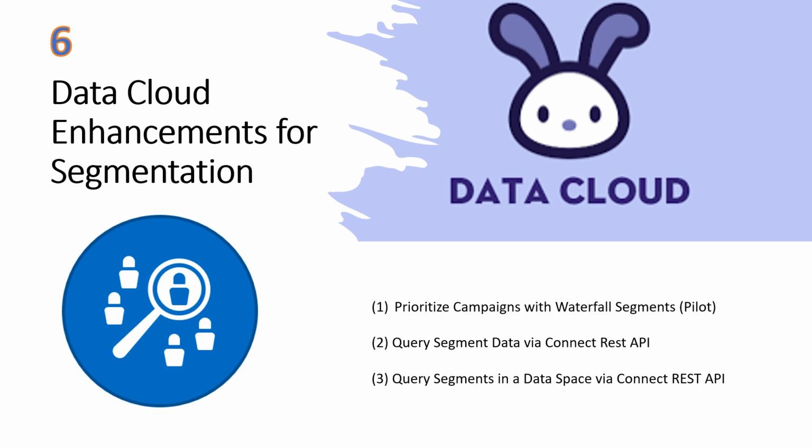You can refine the results using filters, limits, and sort order. Third, organize your segmentation data via Connect REST API. Create a segment or list segments in a default data space with a post or GET request.